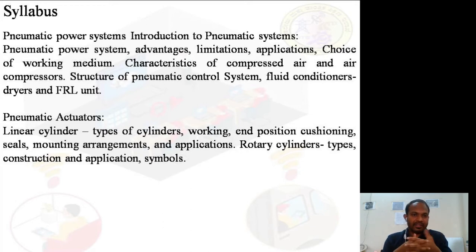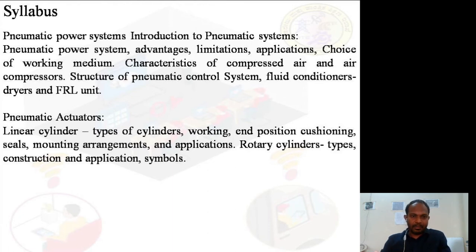I'll go into detail when I talk about this FRL unit, why they are always placed all together like friends. Whether it is a filter or a regulator or a lubricator, we always take them as friends with three hands. Okay, I'll explain when I go into detail with that FRL unit.